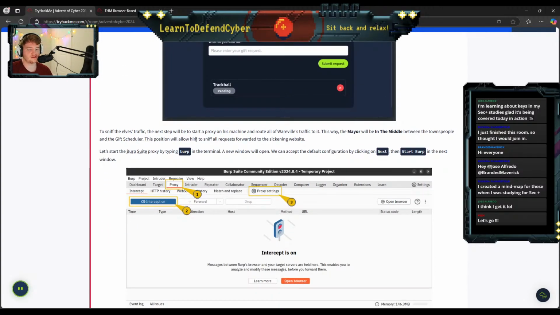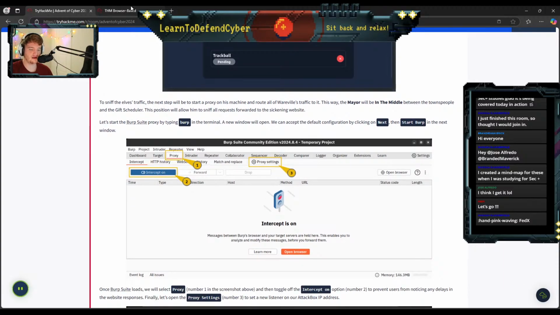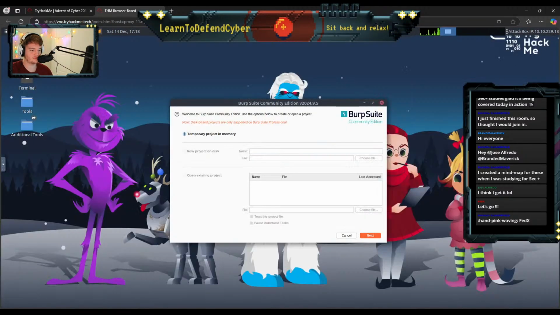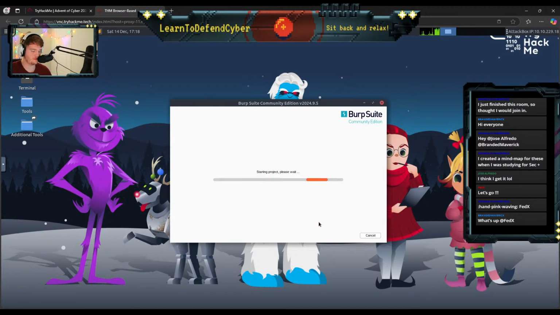To sniff the traffic, the next step is to start a proxy on his machine and route all of Wareville's traffic to it. That way we can perform a man-in-the-middle attack, or adversary-in-the-middle attack, as it is called now, or an on-path attack, depending on who you're talking to. They're all the same thing. We're going to route all of the traffic that's meant to go to this site to us. Or actually, it says that we're routing all of the traffic in Wareville to us. So we'll go ahead and, we already have Burp spun up. I probably can close that. I can just spin it back up if needed. We'll click through like we have been the other days. Those are just for temporary projects.